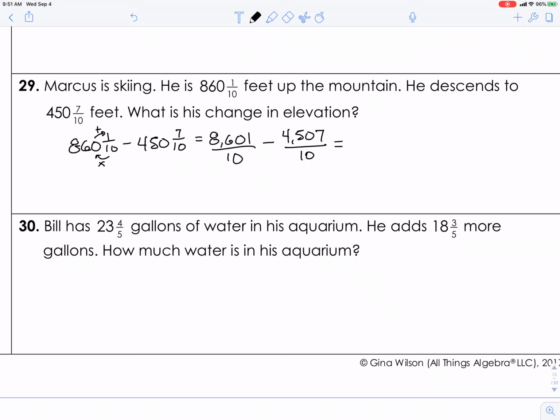Now, this one might be a little bit difficult. Let's do some long subtraction. How about that? Well, 11 minus 5, I need to borrow. I can't borrow from a 0, so I got to borrow there. That's a 5. That would become 10, which would become 9, because now I can borrow. 11 minus 7 is 4. 9 minus 0 is 9. 5 minus 5 is 0. 8 minus 4 is 4. So we're at 4,094 tenths.